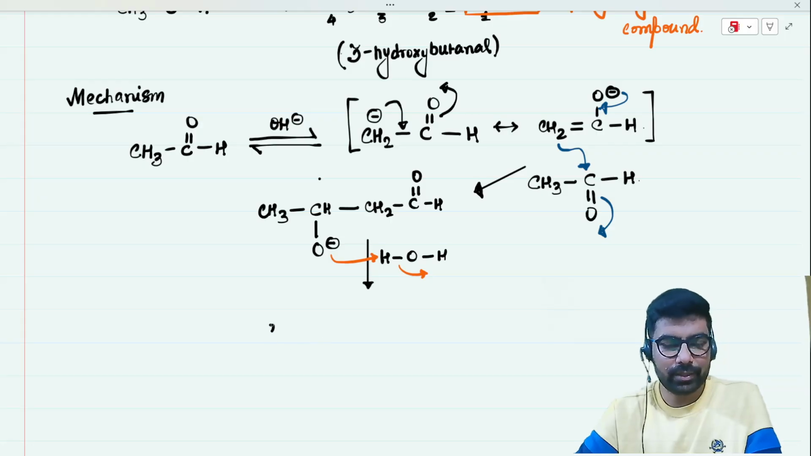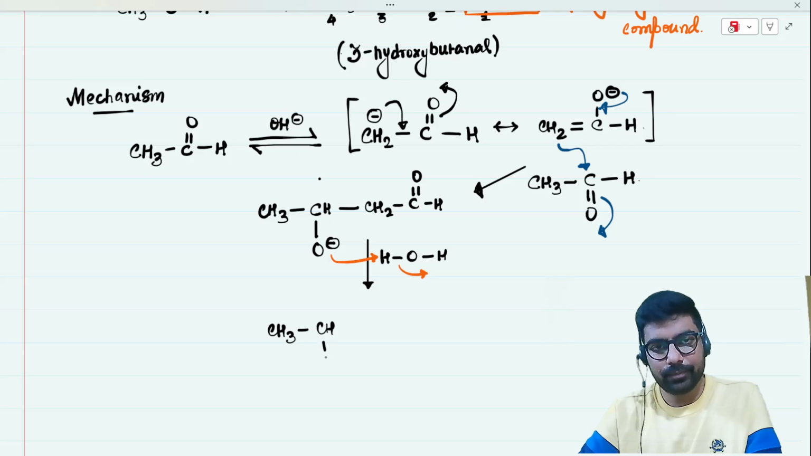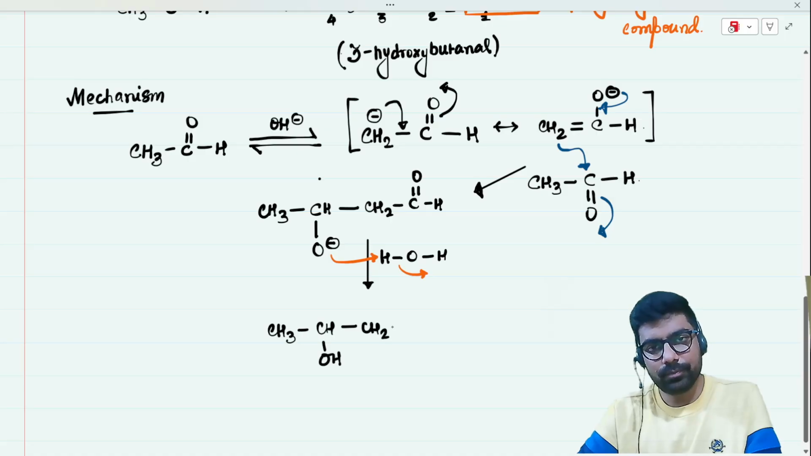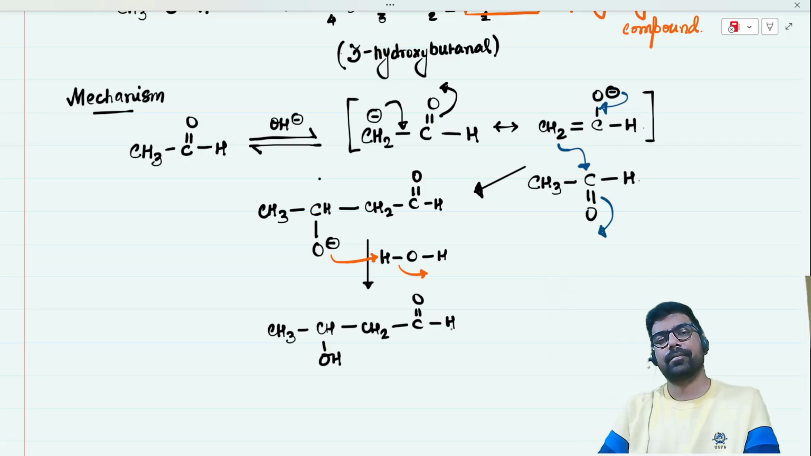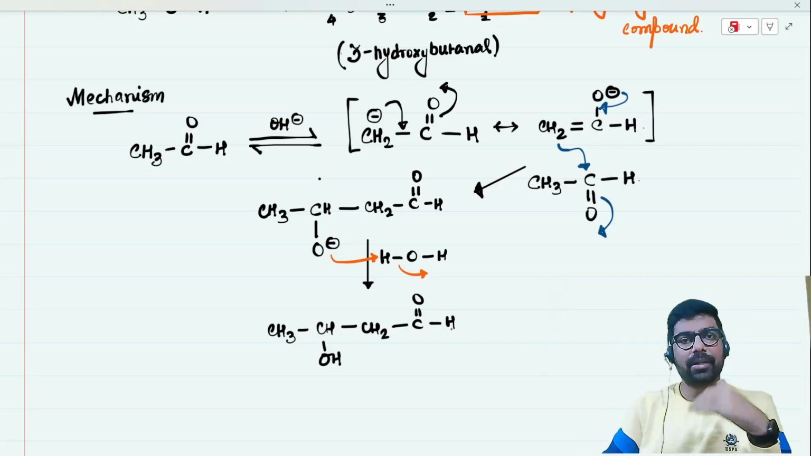Now we have something like this. CH3, CH, OH, CH2, C double bond O, H. Clear? The mechanism is clear.